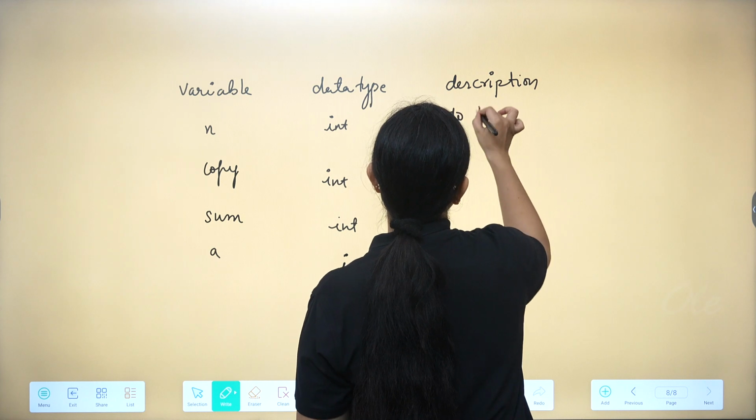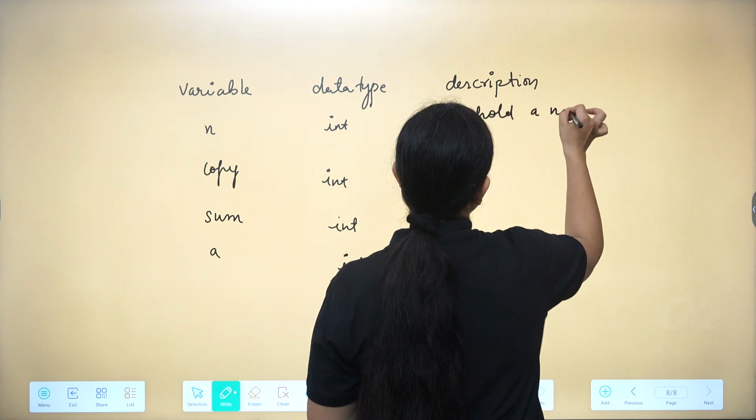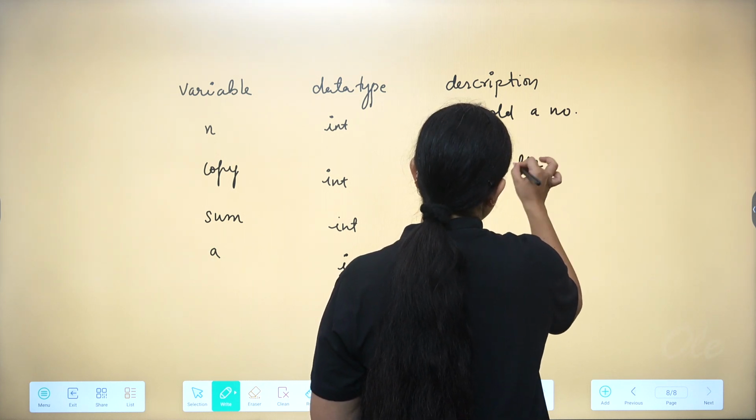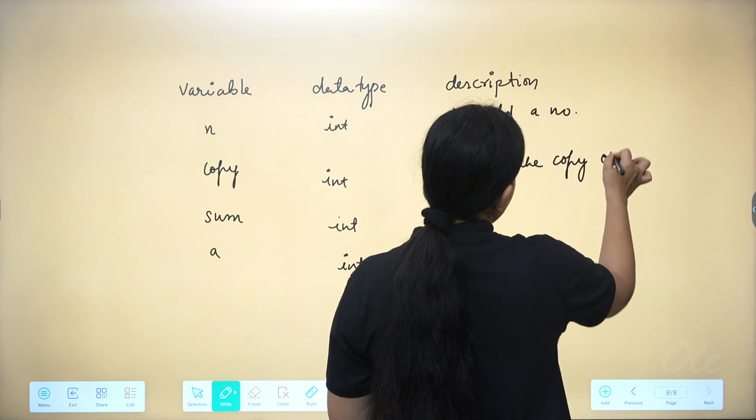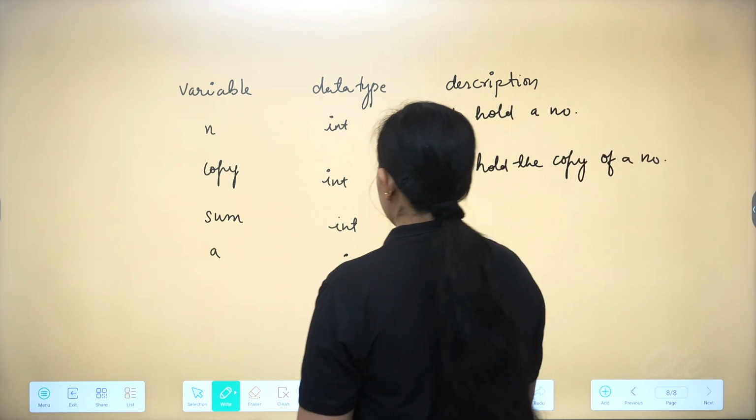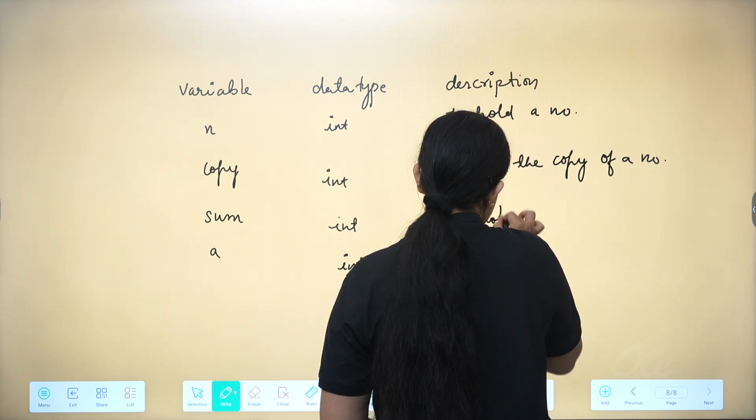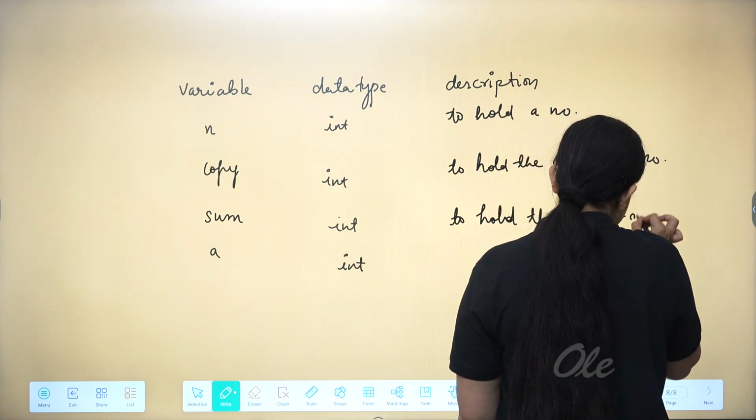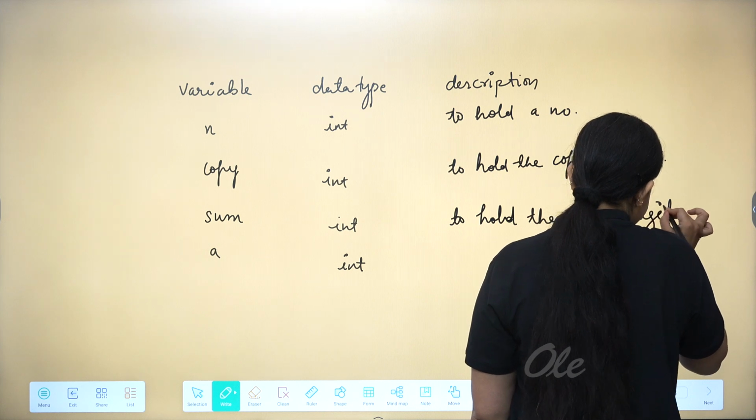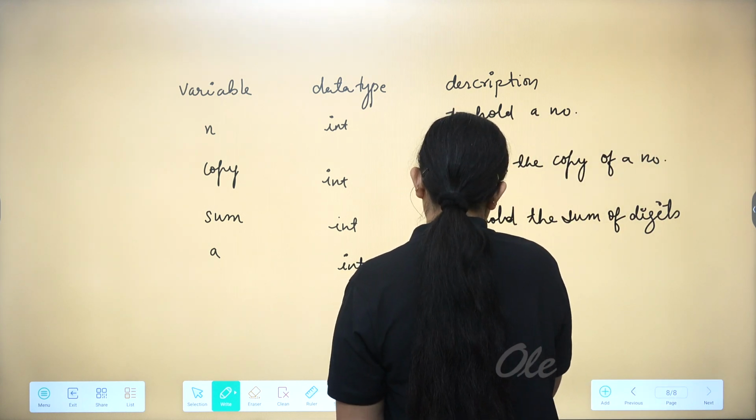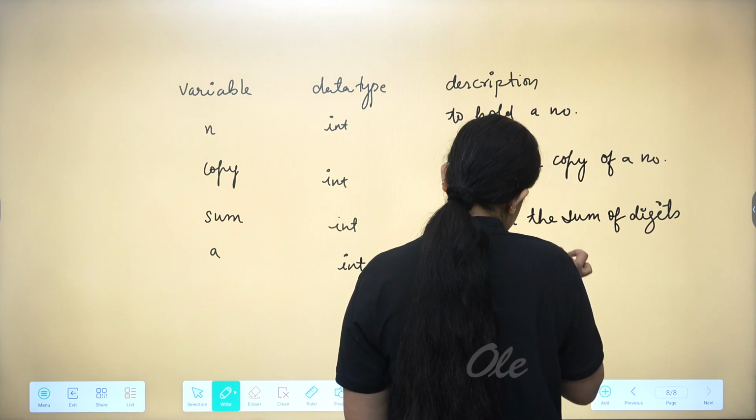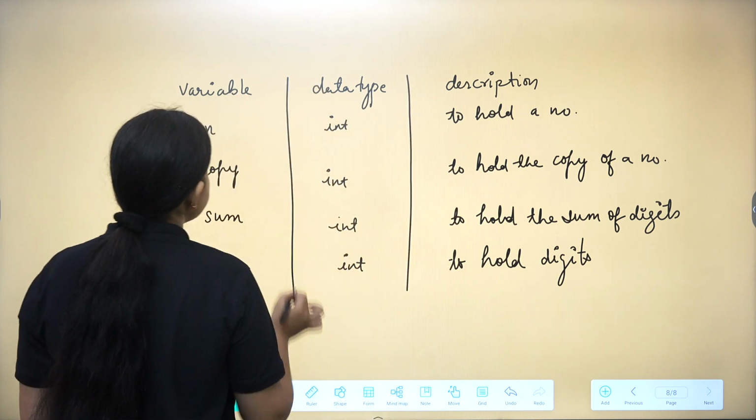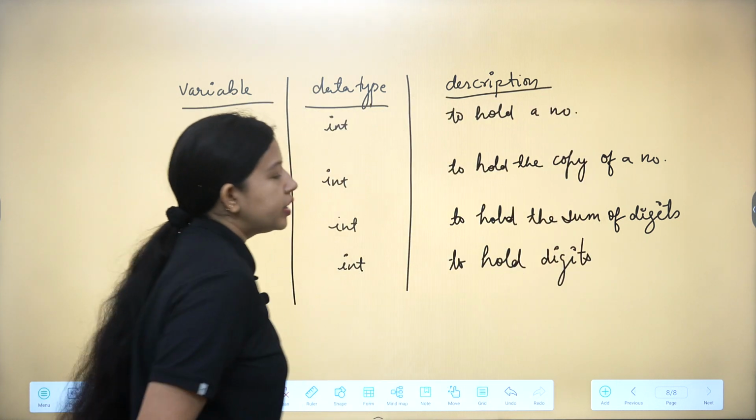To hold a number, to hold the copy of a number, then sum to hold the sum of digits. Is that clear? And the int a to hold digits. So now this was the final thing we needed to design at the end, the VDT of the program.